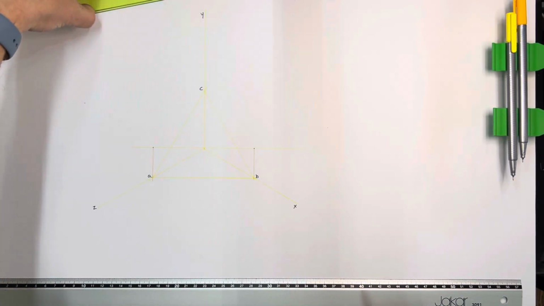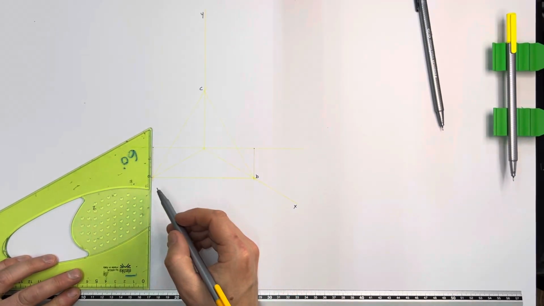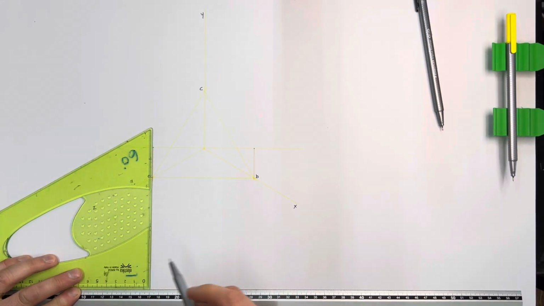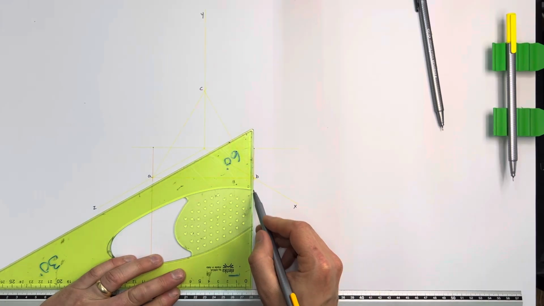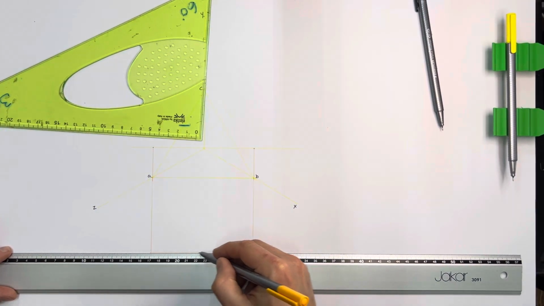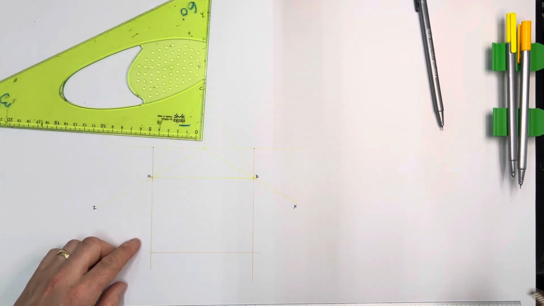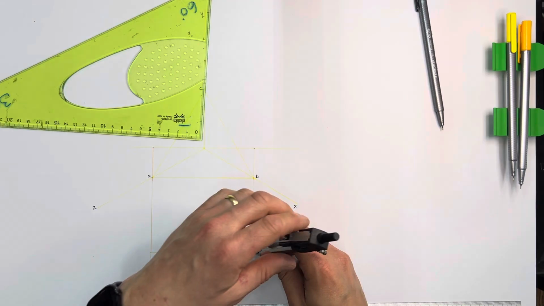So the plan, part B. Starting off with the plan, I'm going to take a line down from A, down from B, and I'm going to bisect this distance.